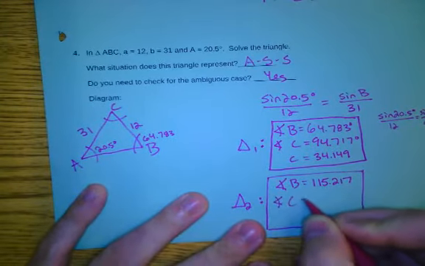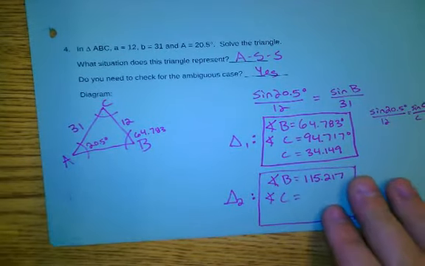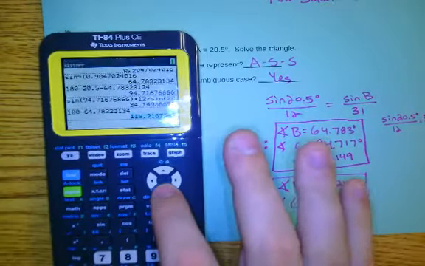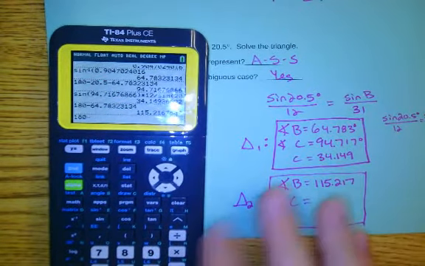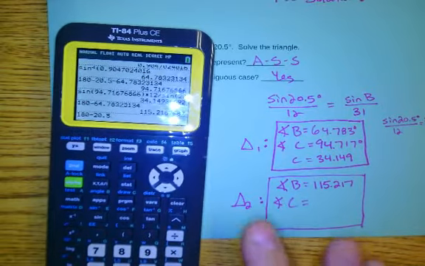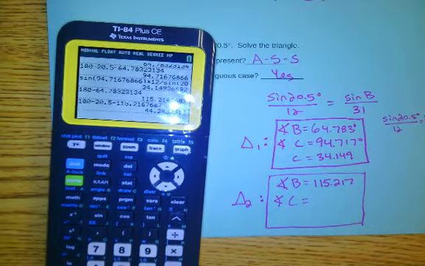It's totally possible for this triangle not to exist. That's going to come down to, is there an angle C that exists? So how would I find angle C? It would be 180 minus the 20.5 minus this 115. And there clearly is an angle C.